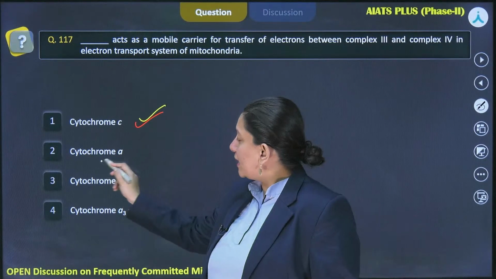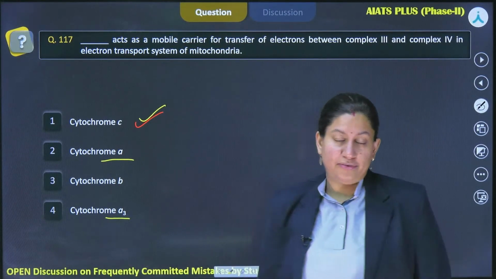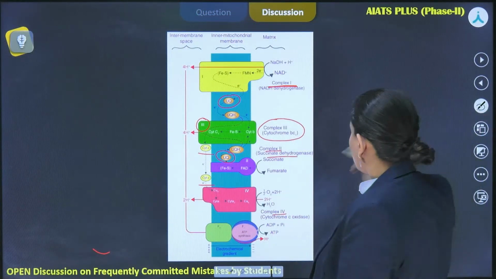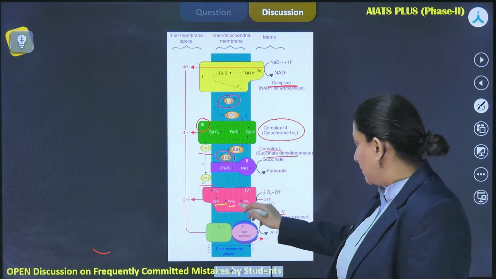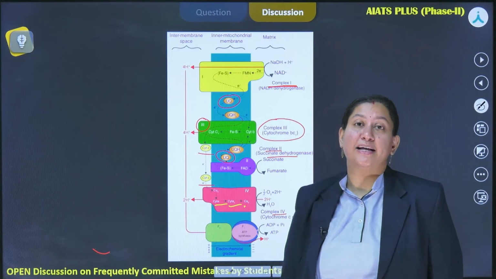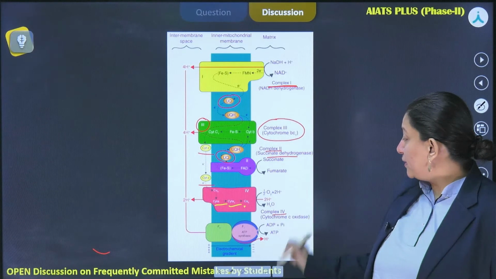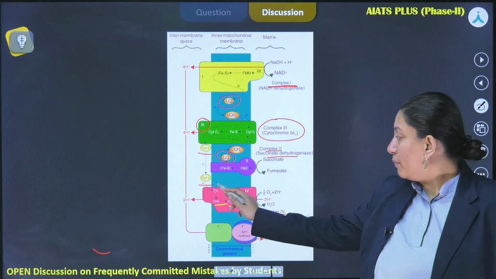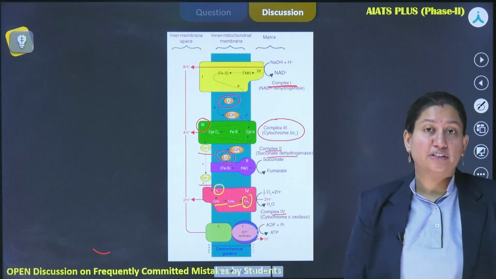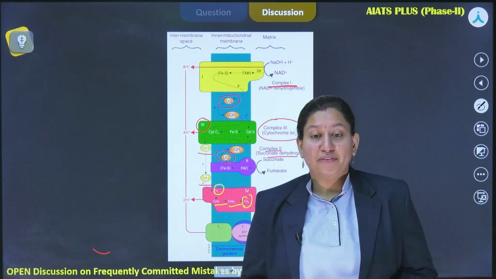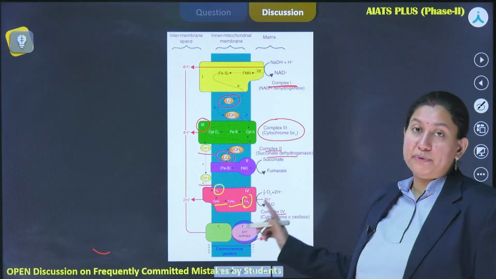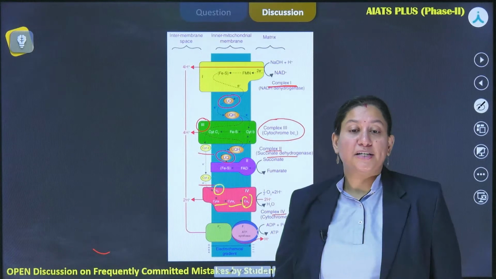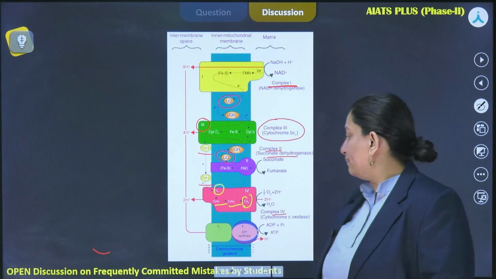Then when we talk about cytochrome A and cytochrome A3, you could clearly see these are components of complex number 4. These are the components of complex 4. So it has 2 cytochromes and 2 copper centers. This is also a very common question that we have seen in the PYQs, that what are the components of complex 4. So there will be 2 copper centers, CuA and CuB, and 2 cytochromes, cytochrome A and cytochrome A3.